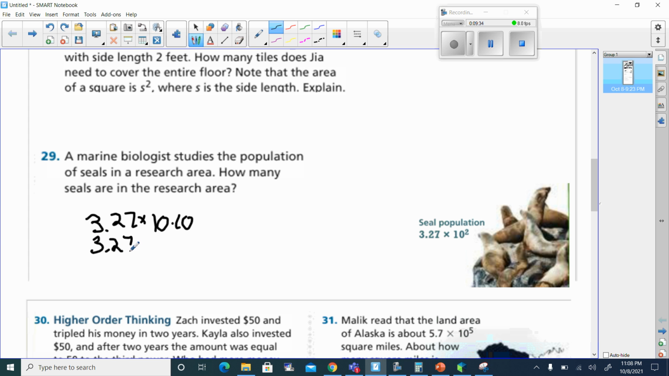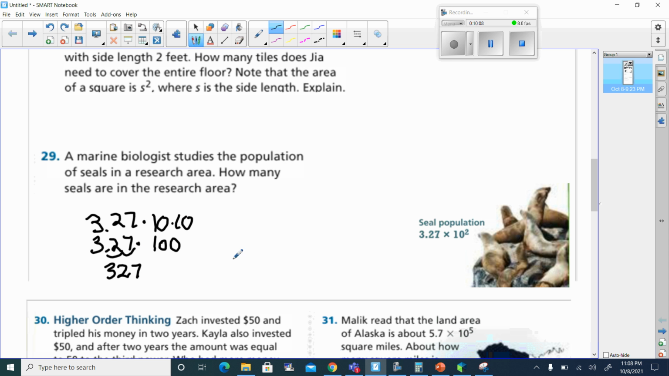3.27 times, I'm going to use my dot instead of these little baby symbols that they've been teaching us in the past. This is a multiplication now. So this is 100. And that means I'm going to take my decimal and move it over twice. So this is going to become 327 seals. Okay.